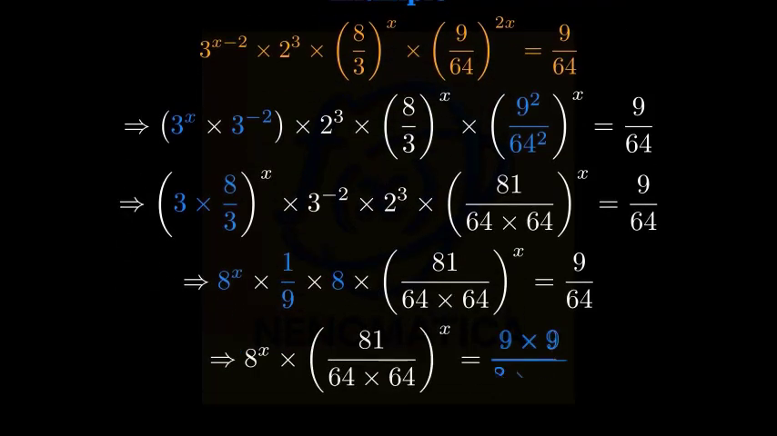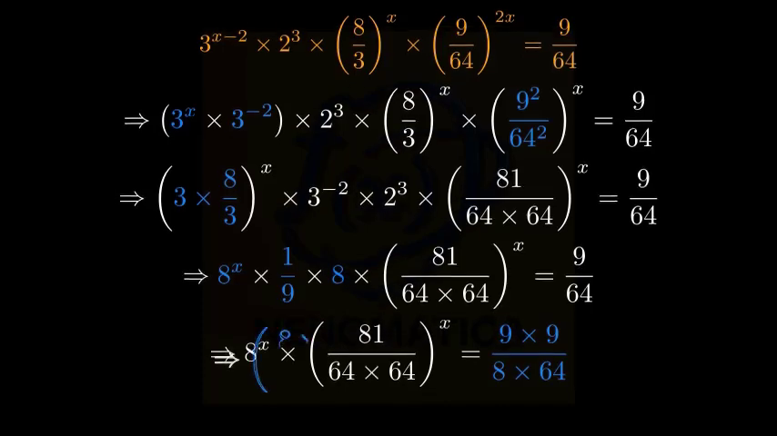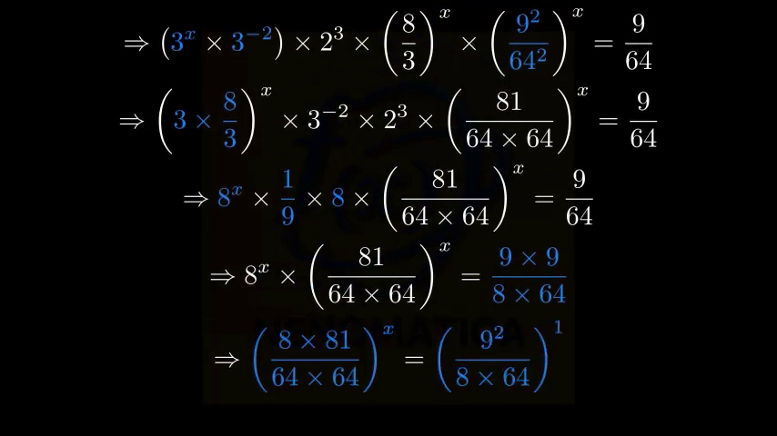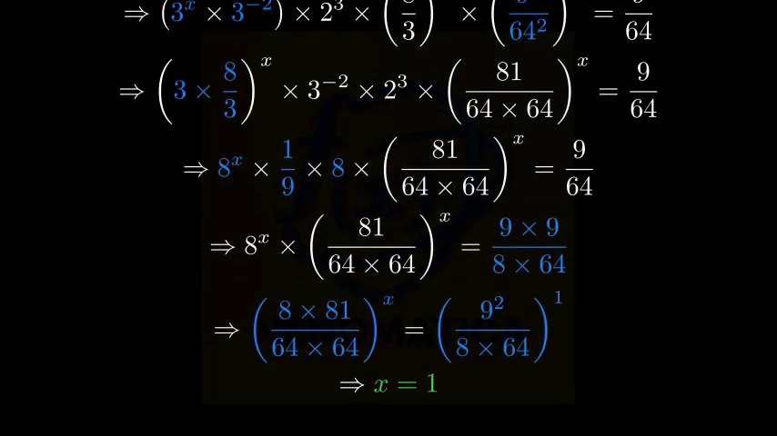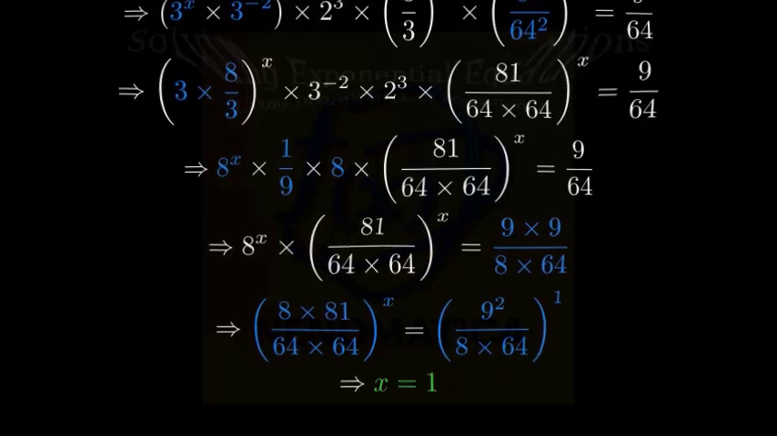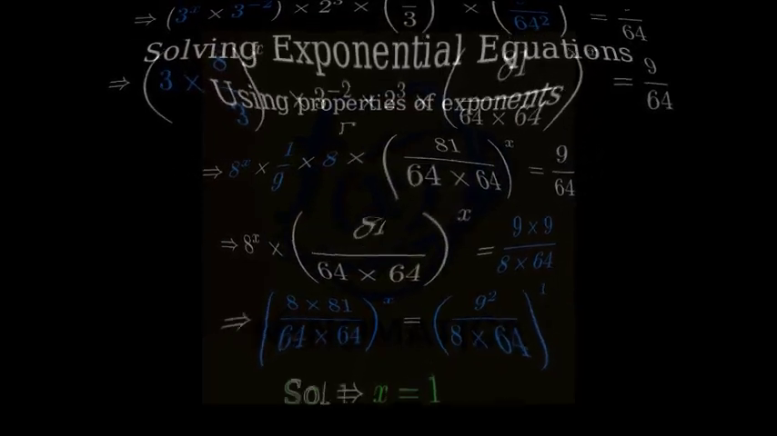Now, we need to move all terms with x to the left side of the equation, and all terms without x to the right side. We divide both sides by 1 over 9 times 8, which gives us 9 times 9 divided by 8 times 64 on the right side. Next, we can combine the terms with x as the exponent on the left side of the equation. This gives us the expression 8 times 81 over 64 squared to the power of x. On the right side, we have 9 squared over 8 times 64 to the power of 1. Since both sides of the equation have the same base, the exponents must be equal. Therefore, x equals 1.